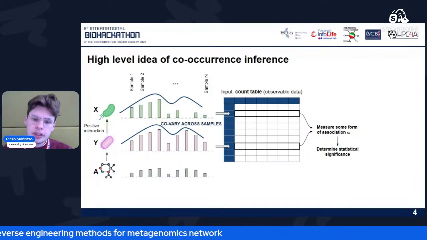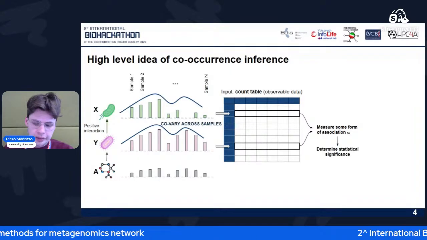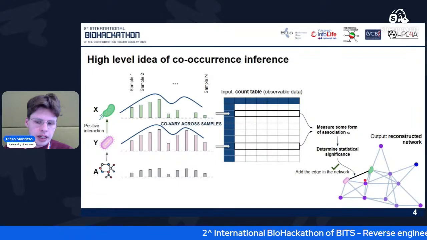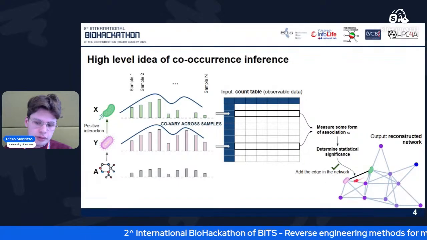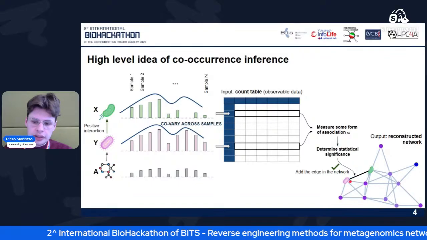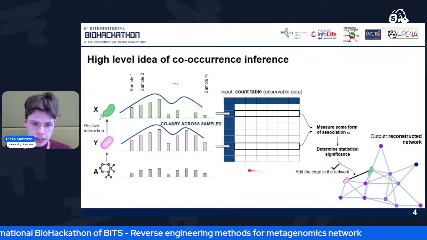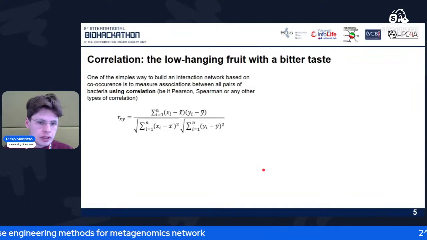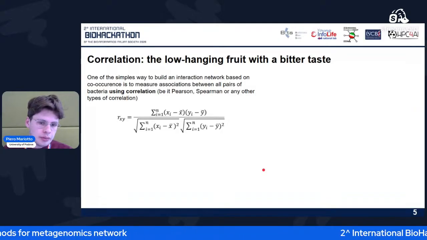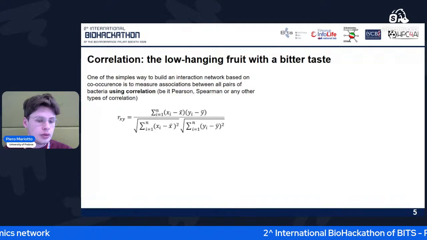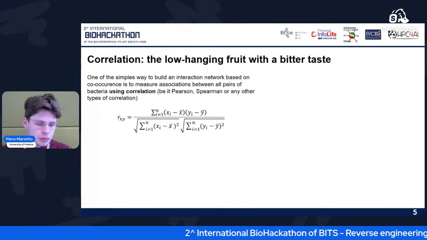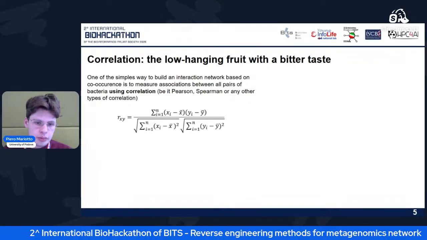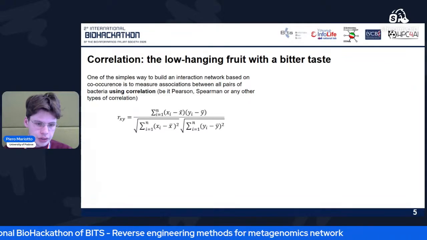So you need to determine if the value that you obtain is significant. If the value is significant, you can place an edge in the inferred network. So in this case, the black edge between the two bacteria that we saw before. So what is the most intuitive and, I would say, simple way to measure this association is the use of correlation. There are, as you probably know, many types of correlation, from Pearson correlation to Spearman or Kendall-Tau correlation.